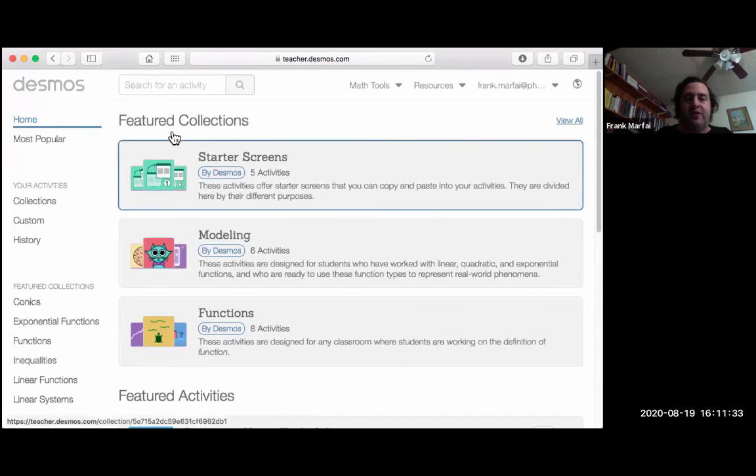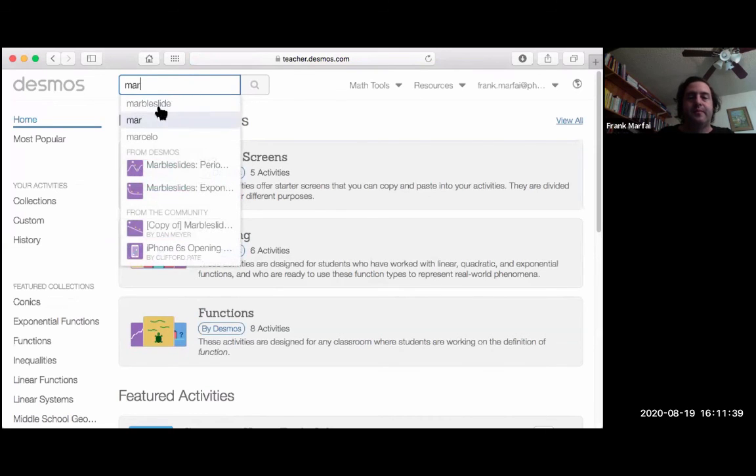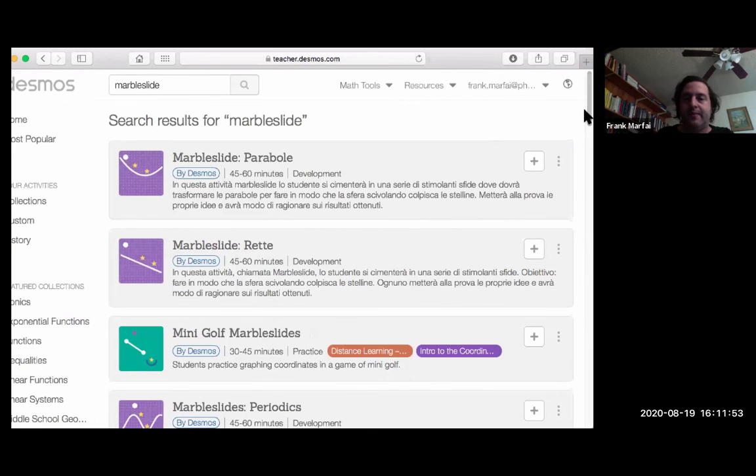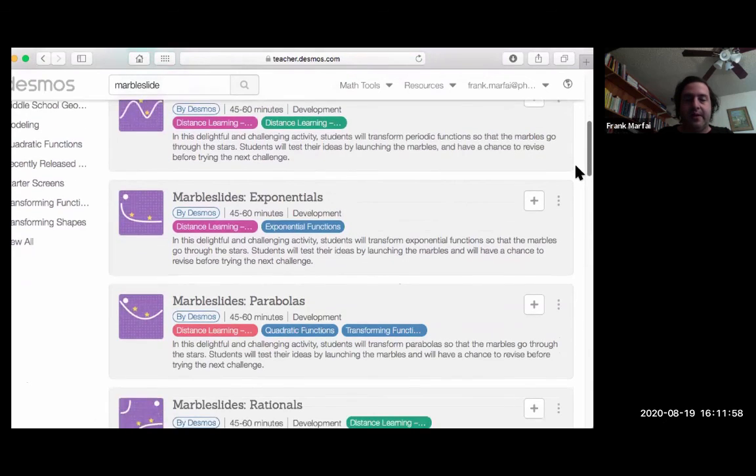It does give featured collections. I type Marble Slides. And they've been translated to multiple languages. So Desmos is pretty versatile, and you can do different types of activities. Let's take a look. You could do periodics, you can do exponentials.